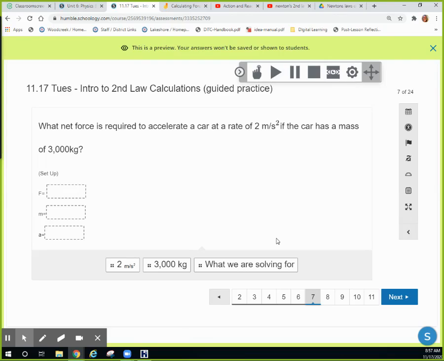Okay, so now we can practice this with an actual word problem. What net force is required to accelerate a car at a rate of 2 meters per second squared if a car has a mass of 3,000 kilograms? So the first thing we want to do is record what information is given. So what is the force?